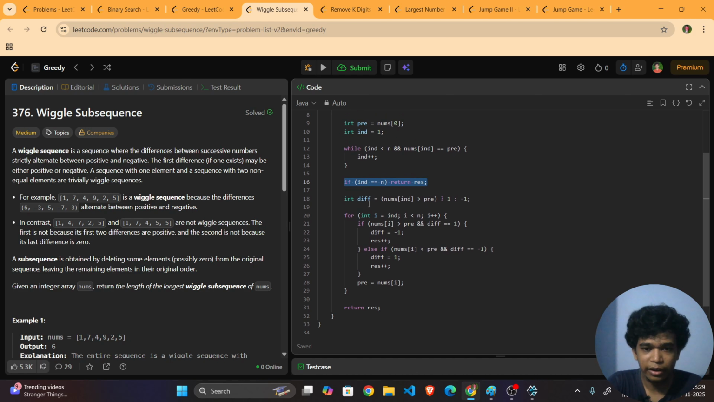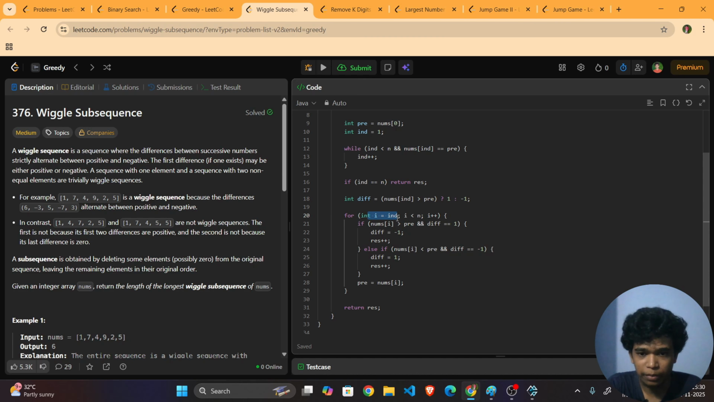Now difference. This difference is the flag variable that holds whether in future we want an increasing curve or a decreasing curve. So see here, I'm checking whether nums of index is greater than previous. Then it will be 1, else it will be -1. Can you understand this? If the current element is greater than the previous element, it will be causing an increasing curve. That's the reason why I initialize as 1. If it is not so, then it will be like a decreasing curve. Hope you understand this.